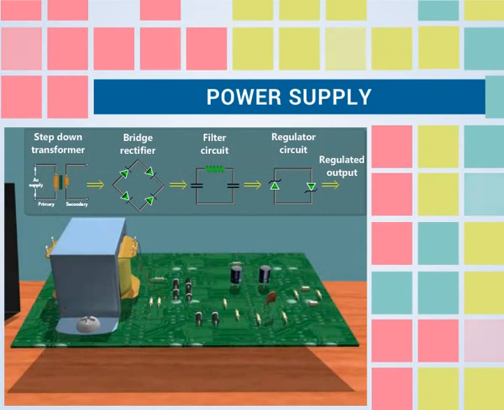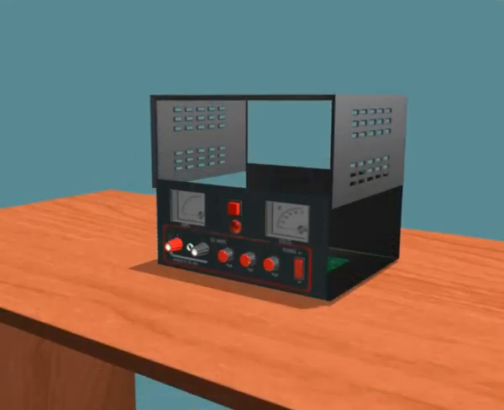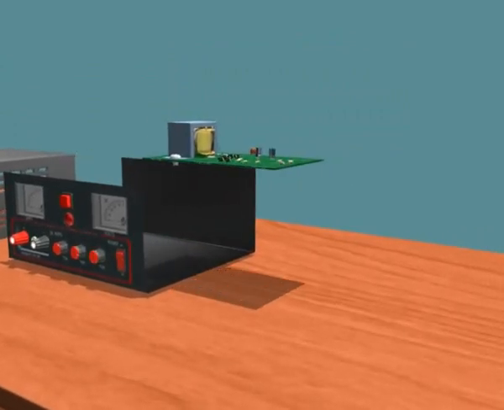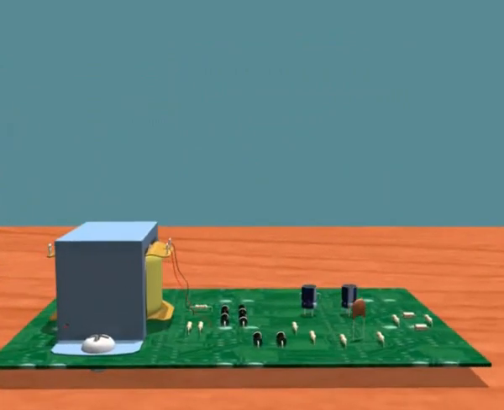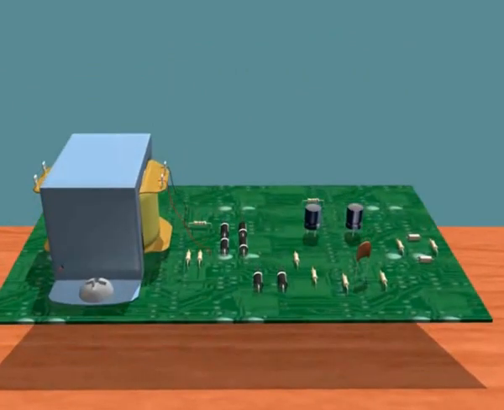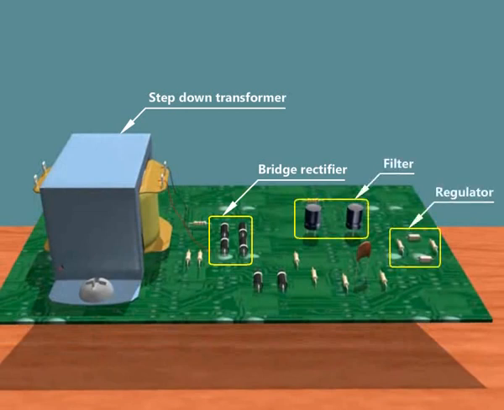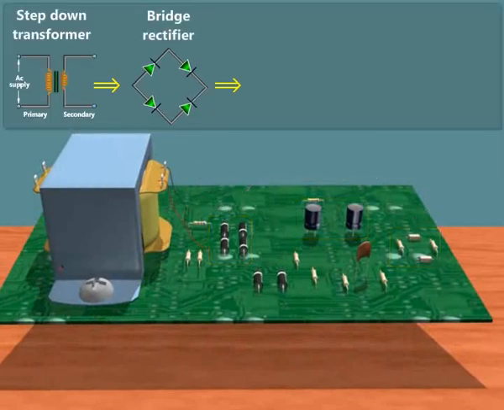Power supply. In this video, we are going to see the internal functional blocks of power supply. Circuit board of power supply. Step-down transformer. Bridge rectifier. Filter. Regulator. The operation of the power supply by its internal circuit is shown.